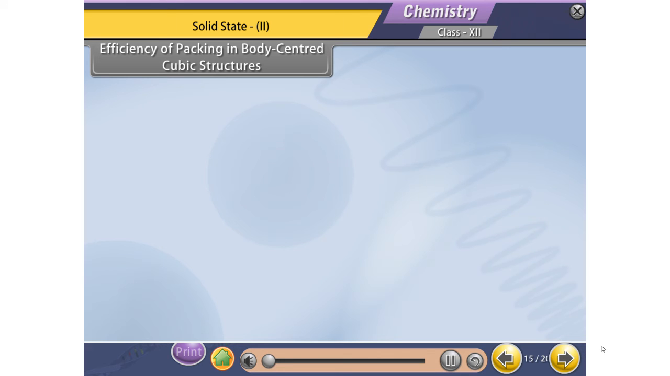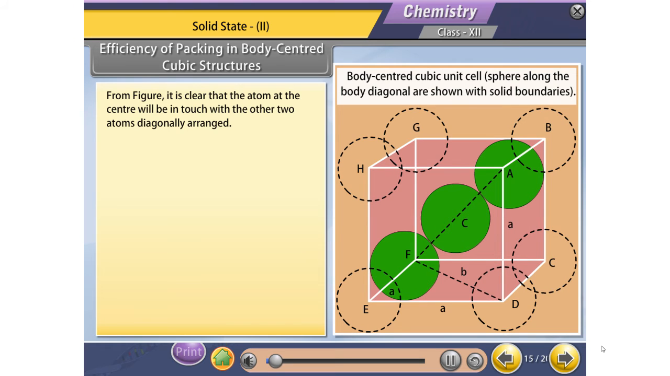Efficiency of packing in body-centered cubic structures. From the figure it is clear that the atom at the center will be in touch with the other two atoms diagonally arranged. In triangle EFD, b² = a² + a², which is equal to 2a². b is equal to √2 a. Now in triangle AFD, c² = a² + b², which equals a² + 2a², which equals 3a². c is equal to √3 a.